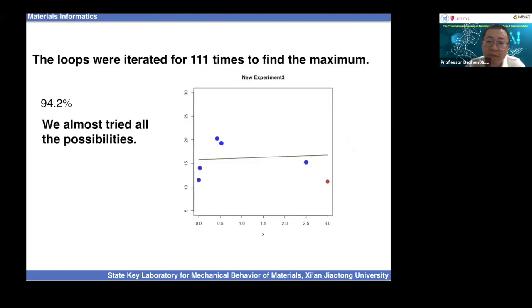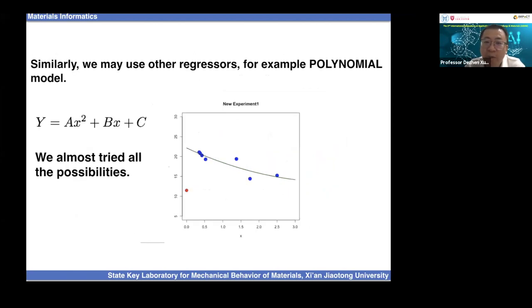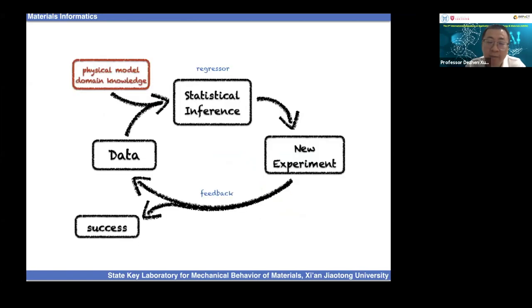Such a loop is a big data loop. It's not very efficient if we have a very small amount of data to start with. We almost tried all the possibilities to find the maximum value. We do more than 90% of the experiments to find the best material. One way to improve the efficiency is to find a better regressor. For example, here we try the polynomial model, making it a little bit nonlinear. Again, we do the experiment and the loop again and again. We almost try all the possibilities, and we tried even more experiments than with the linear model. And this is not very good.